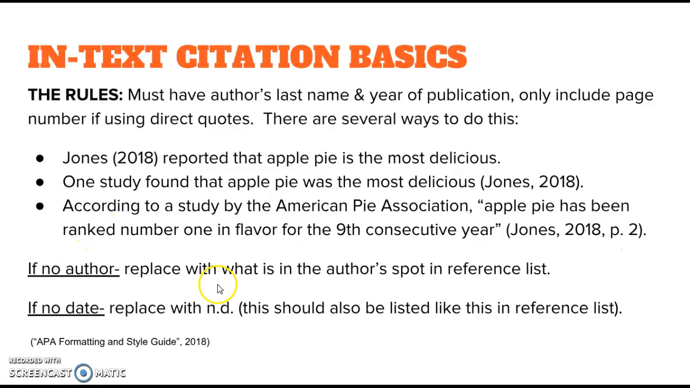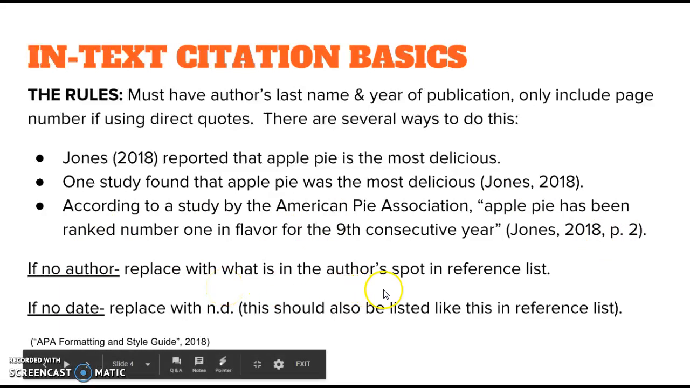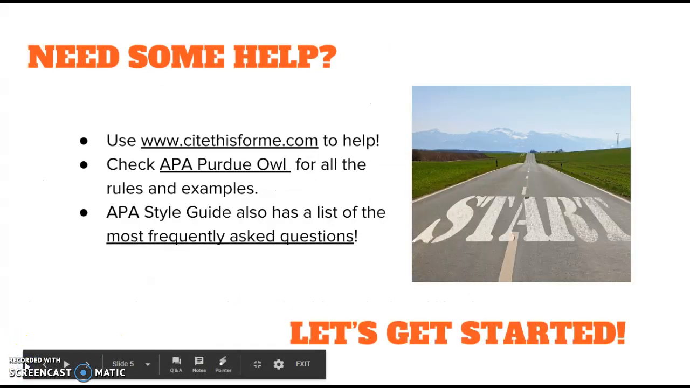If there's no author, you would replace it with what's in the author's spot in the reference list. And if there's no date, you would replace it with ND, which is also what would be in the reference list. There are some really great resources for help.